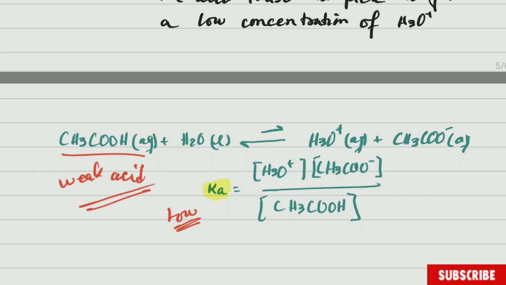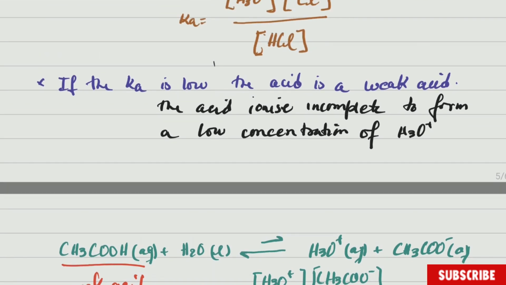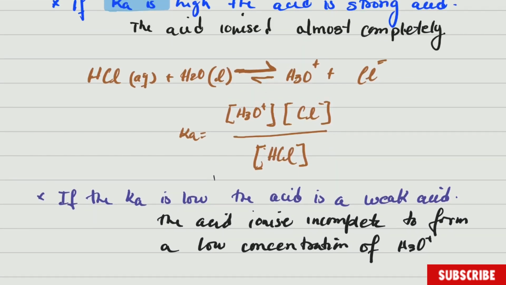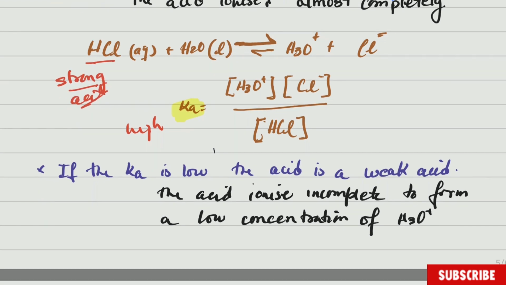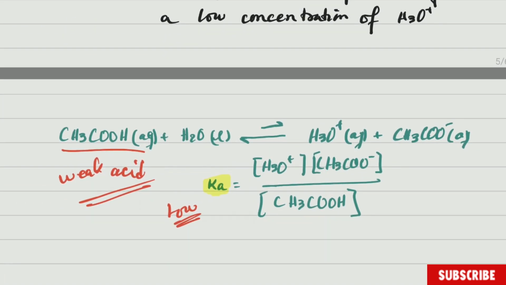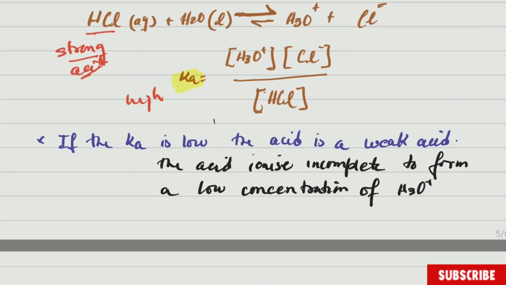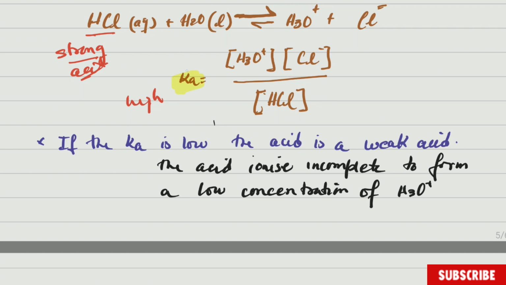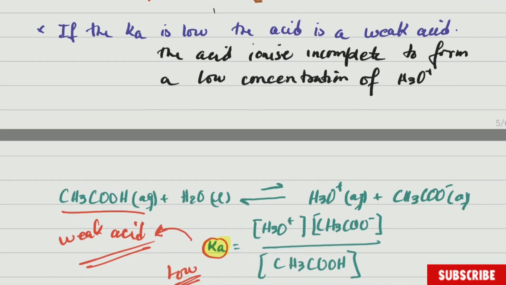Now the good news is we don't have to do these calculations, or I don't think you will have to do this calculation here. This Ka is high, it means this is a strong acid. We don't have to do this calculation. We have to be able to know that if this is a low value, it means the acid is a weak acid. That is what you need to know here. If the Ka is high, then it's going to be a strong acid. That's all you need to know from this side.